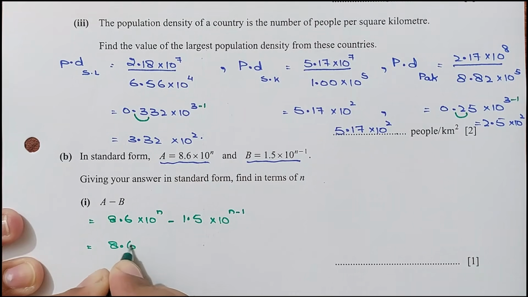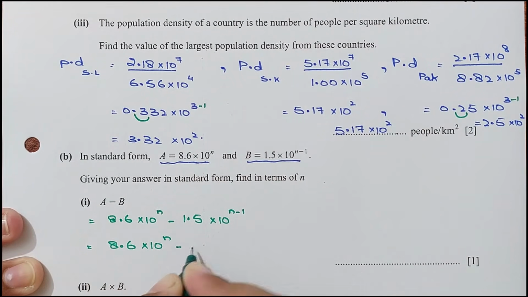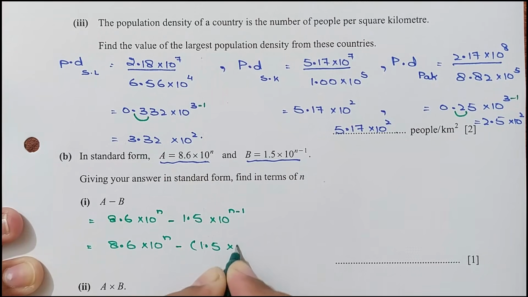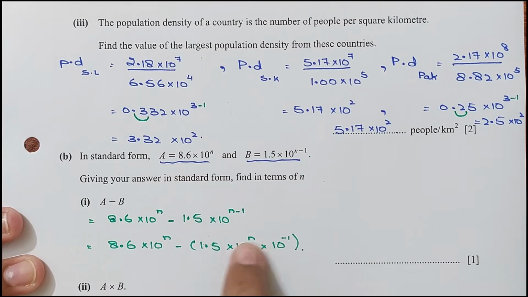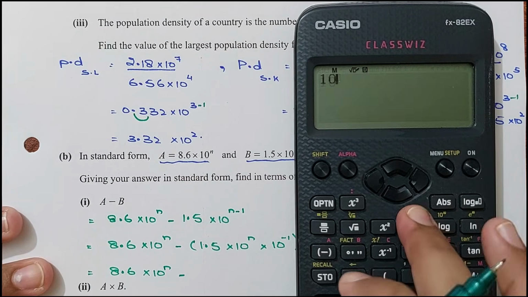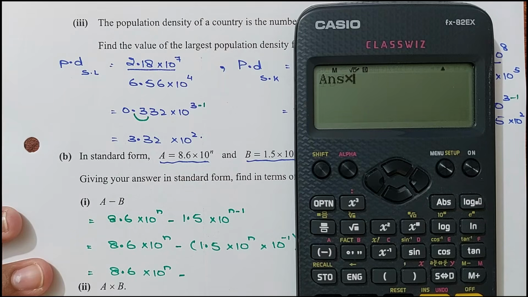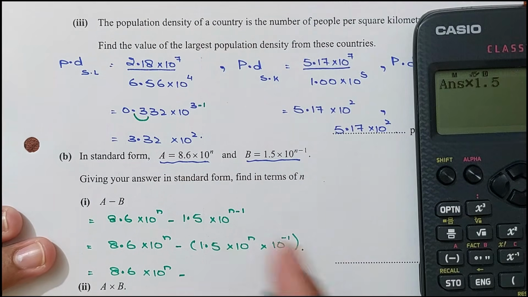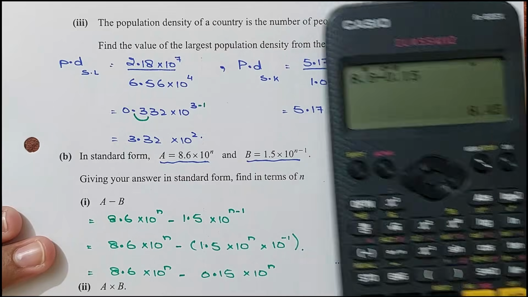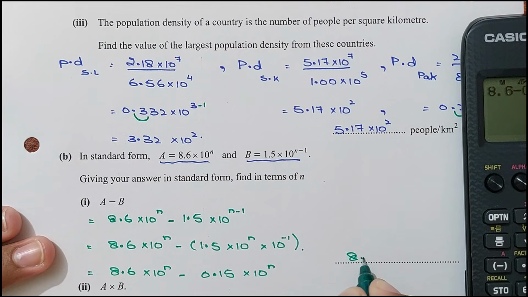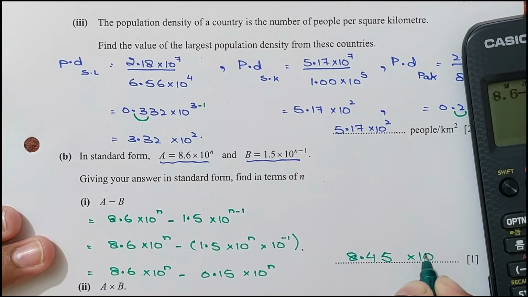This is 8.6 times 10 to the power n minus 1.5 times 10 to the power n times 10 to the power minus 1. When bases are the same, you can add the powers. Okay, so this is 8.6 times 10 to the power n minus, 10 exponent minus 1 is 1 by 10. Multiply with 1.5, this is 0.15 times 10 to the power n. Okay, 8.6 minus 0.15 is 8.45. 8.45 times 10 to the power n.